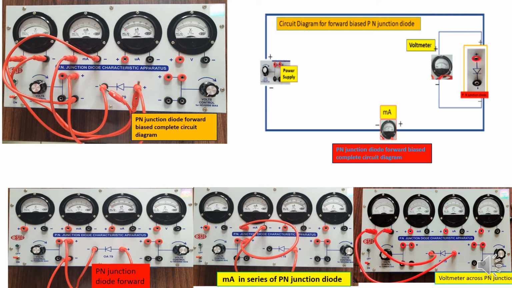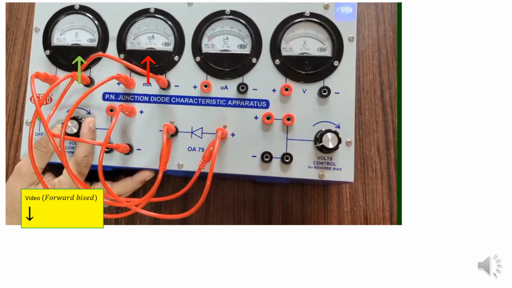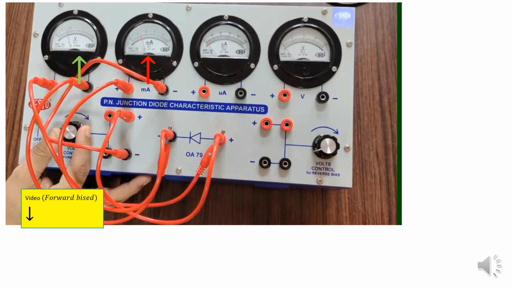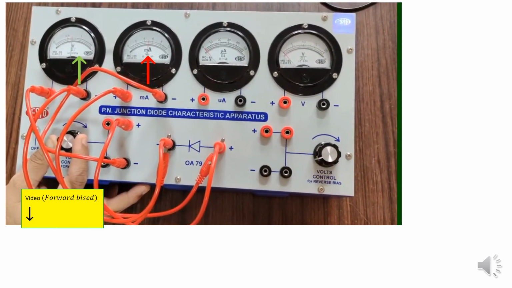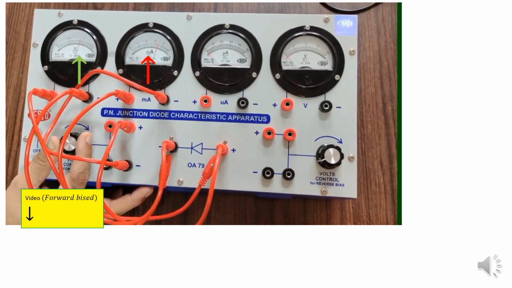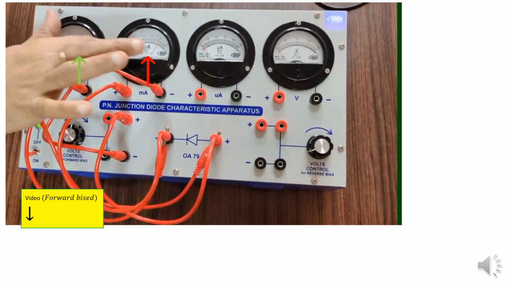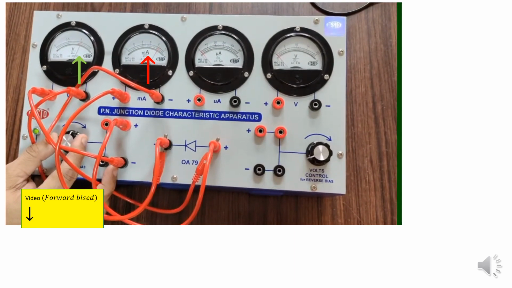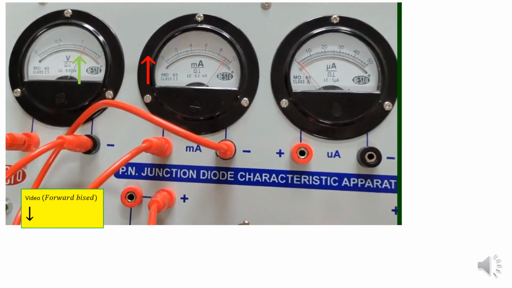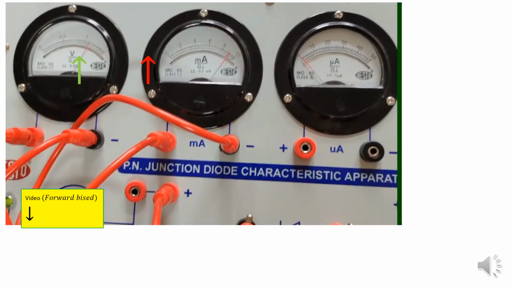This is a milliammeter, attached in series, and this is a voltmeter, across this PN junction. In this way, the circuit diagram is there, and here is a small video. You can see here and here, the voltage and current we will try to measure, and we will note them down, and then the graph will be drawn for studying the VI characteristics.